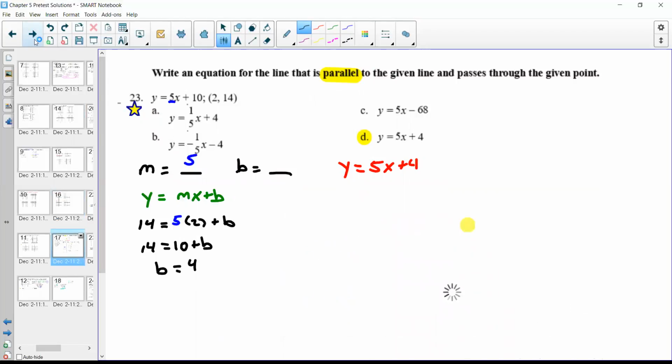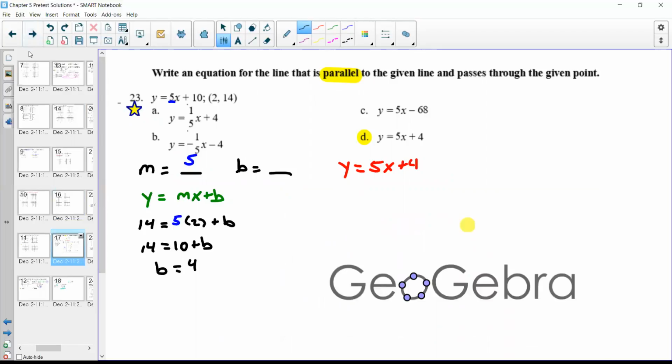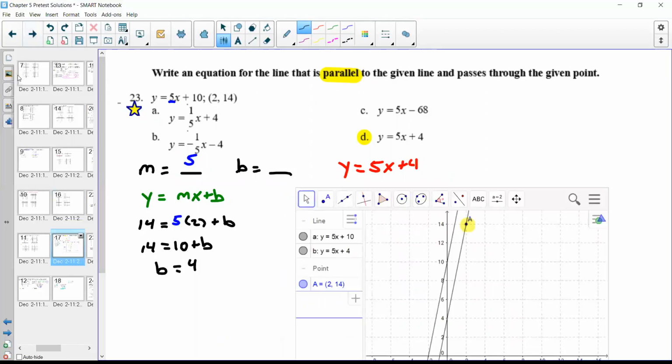Write an equation for the line that is parallel to the given line and passes through the given point. Okay, so if you look here, here's the line for y equals 5x plus 10. And then we want the equation of the line that goes through this point A, which is (2, 14). It's going to be parallel. So remember, with lines that are parallel, the slopes are going to be equal.